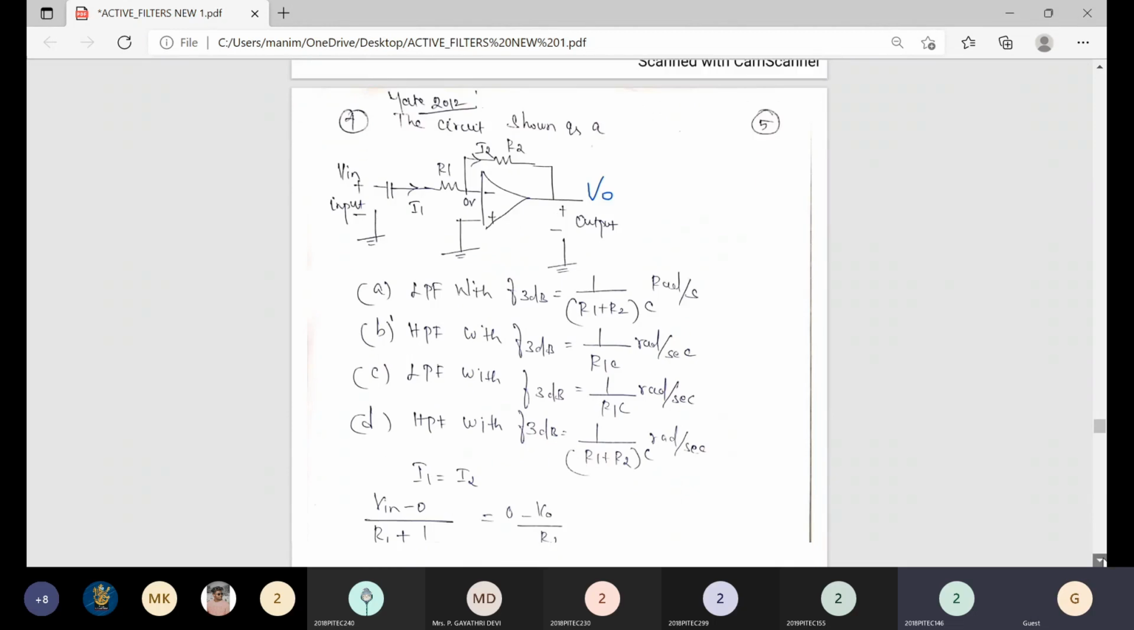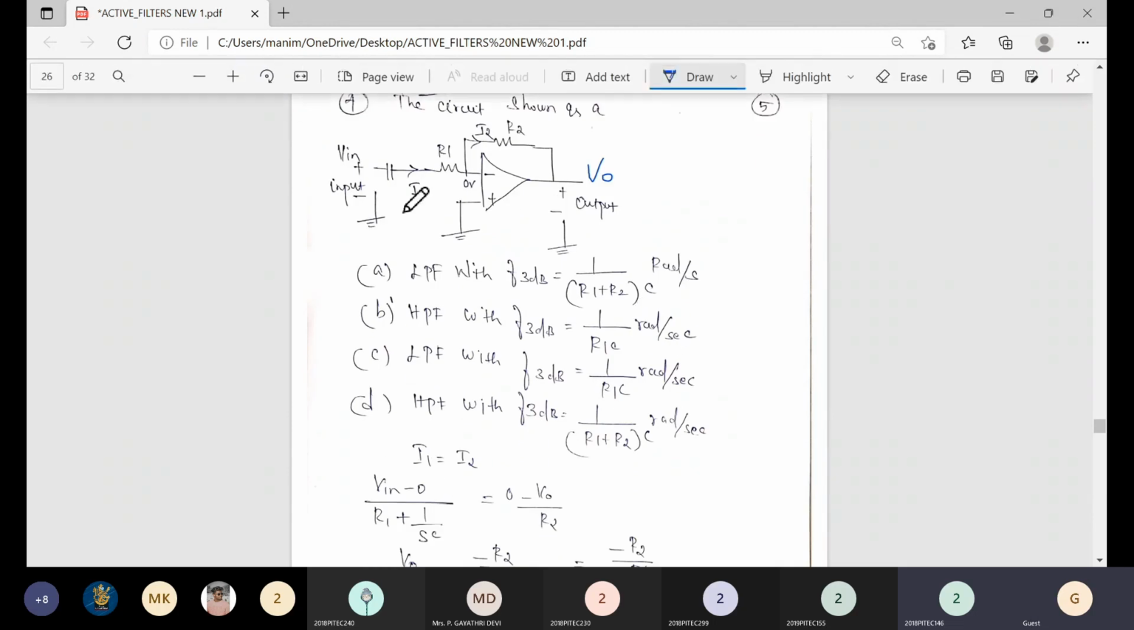First we write the equation, right? So what is I1? I1 is V in minus 0, divided by the impedance of the input resistance and capacitor. The current that flows through the resistance and capacitance is I1.